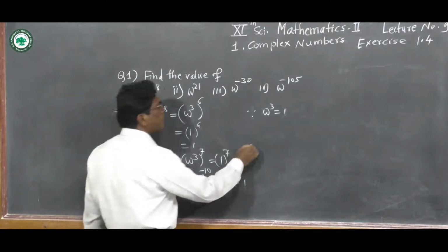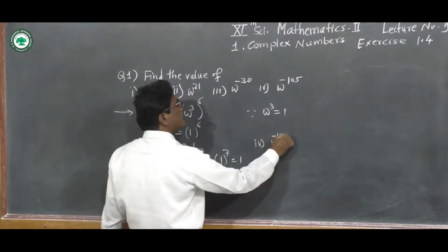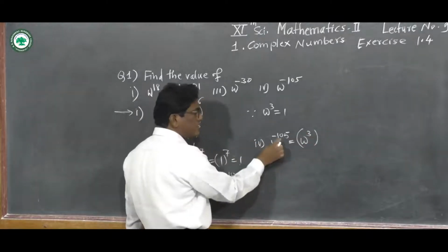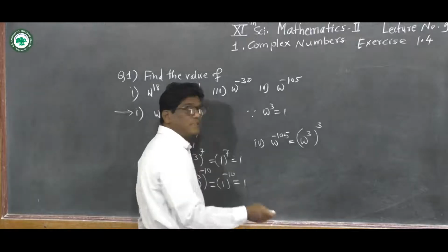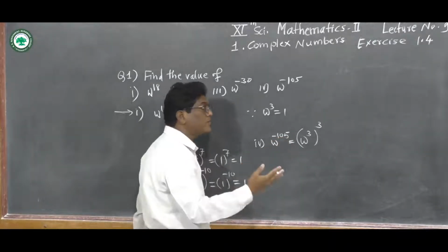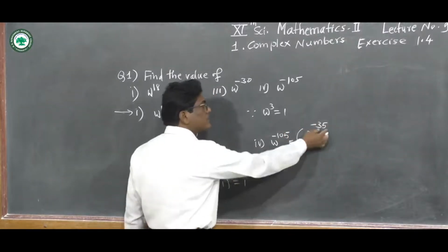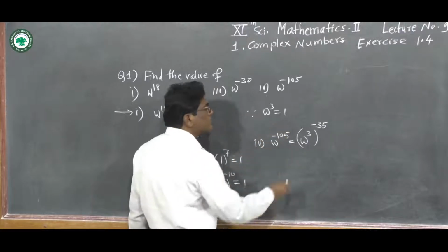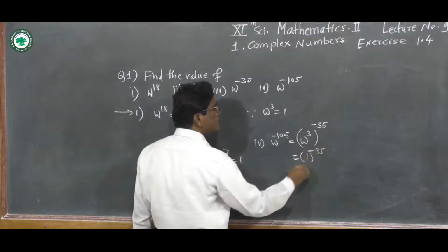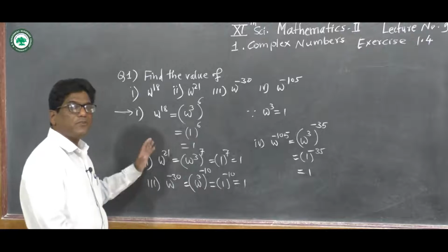Now fourth problem. Fourth here, omega to the power minus 105. That is equal to, firstly write omega to the power 3 and divide this number by 3. 3 threes are 9, 3 threes are 9, 9 and 1 is 10, and this 5 becomes 15. 3 fives are 15, and here take minus sign. 35 threes are 105, we know this. So this is equal to omega cube is 1, so 1 to the power minus 35. 1 to the power anything is equal to 1. So in this way we completed question number first.